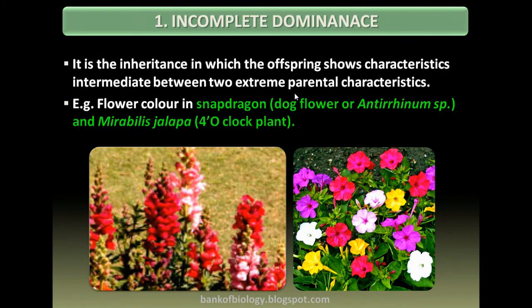In Mendelian ratio, in heterozygous form, or the F1 of a monohybrid cross, we saw complete dominance of the dominant character. For example, if we cross tall and short plants, in the F1 generation in heterozygous form, we got all tall plants. But in the case of flower color in snapdragon or dog flower, that is Antirrhinum species, and Mirabilis jalapa, we can see that the heterozygous form has an intermediate characteristic.